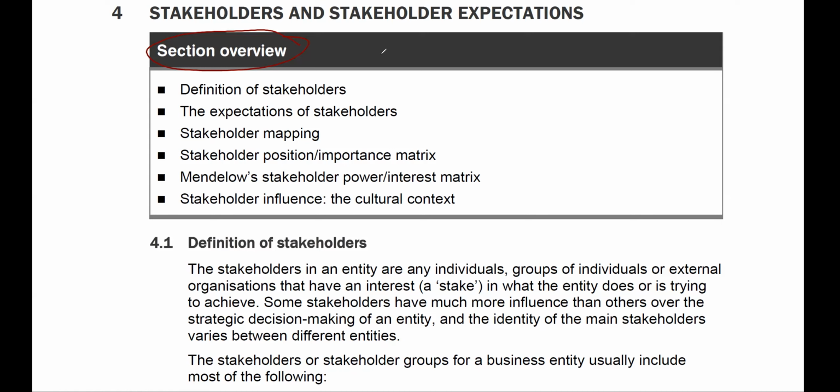Section overview, you need to write it down. So ICA exam, what can they ask from you? First, they can ask you to just define stakeholders for 2 marks, 2 solid marks, right? Define stakeholders. Two, what are the expectations of stakeholders? What do stakeholders want from us, right?